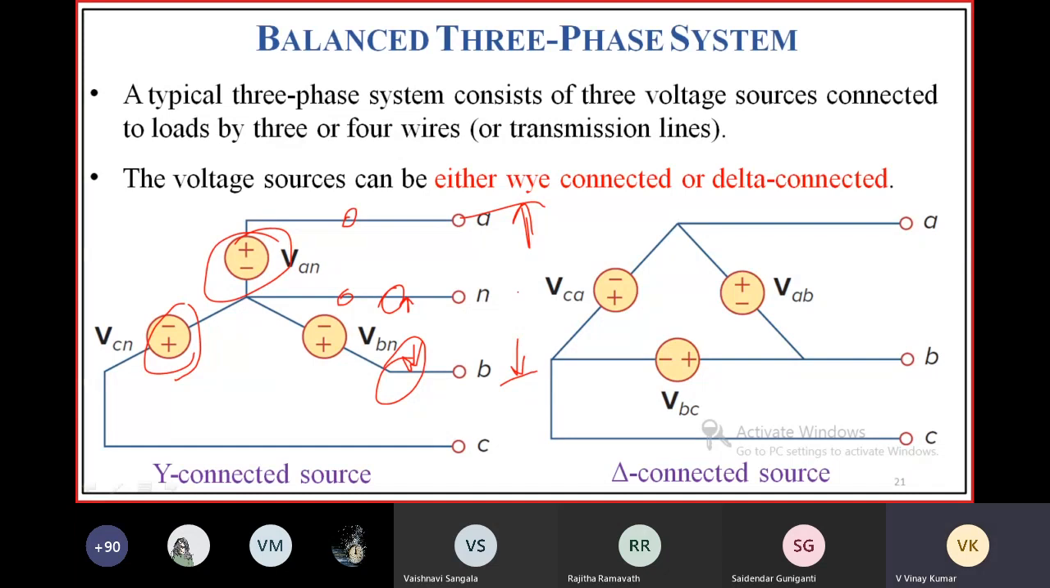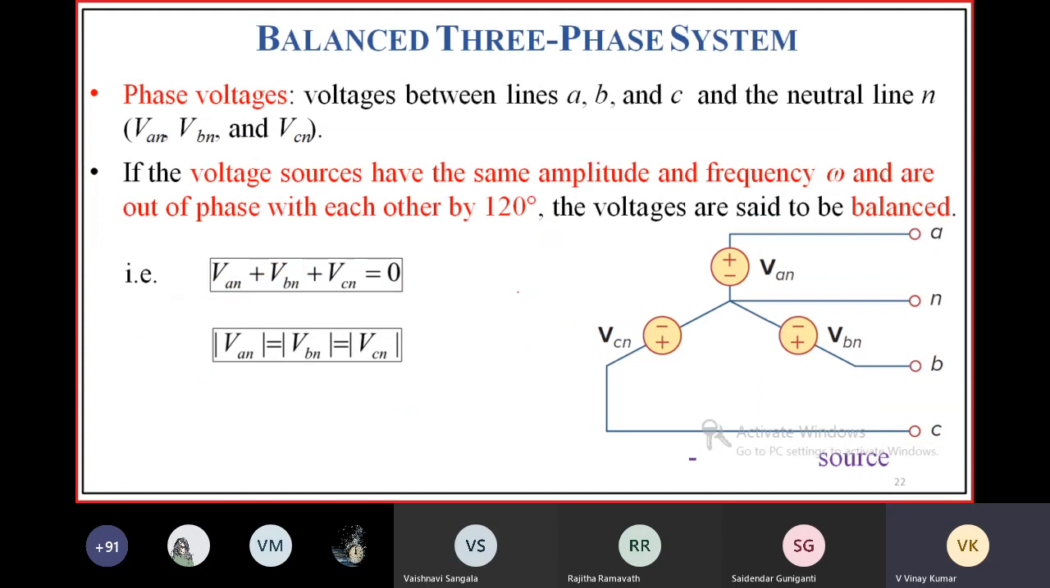Practically, we are having three phases. Outside we can see three phases. They are in different colors. You can also have naming conventions like this, ABC. Practically we have naming conventions like this, RYB, because phase R is red in color, phase Y is yellow in color, phase B is blue in color.